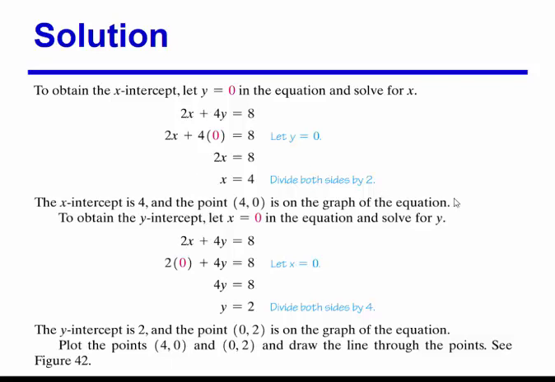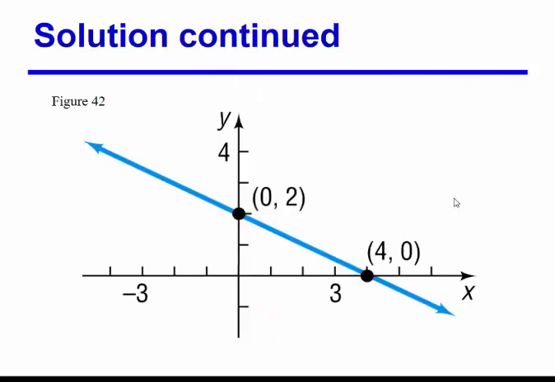And so just a quick review from one of the earlier lectures, to find the x-intercept, we let y equal 0, we solve for x. In this case, we get x is equal to 4. And then to find the y-intercept, we set x equal to 0 and solve for y, we get y is equal to 2. And so now we can plot the 2 points, (4, 0) and (0, 2), draw the line through the points and graph the equation 2x plus 4y is equal to 8.